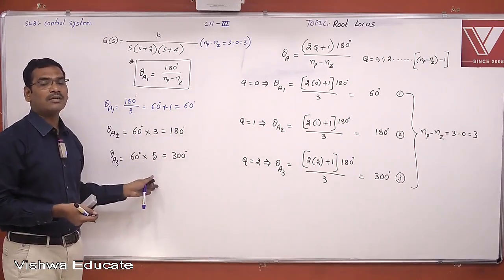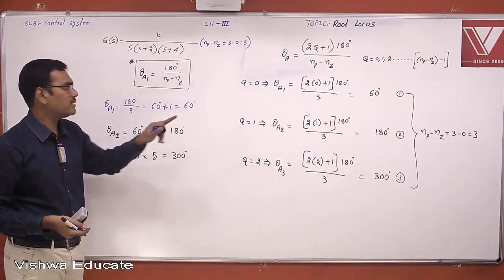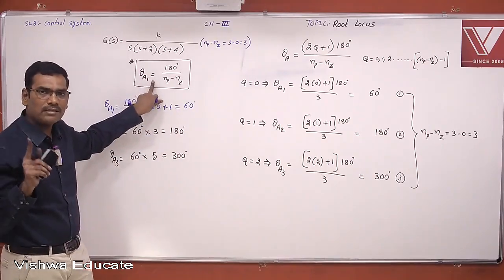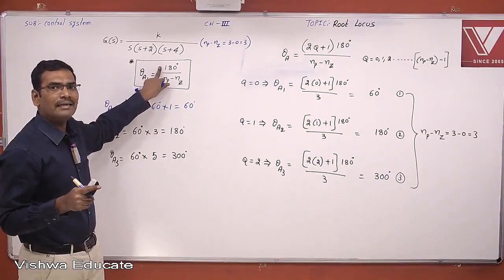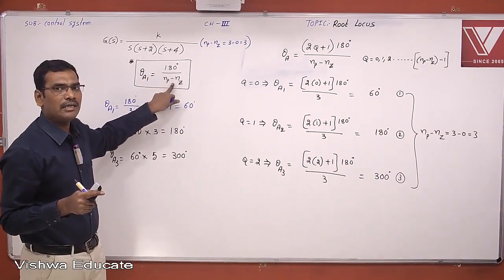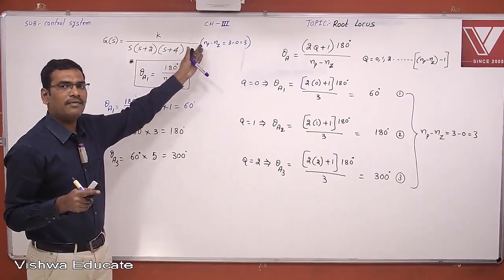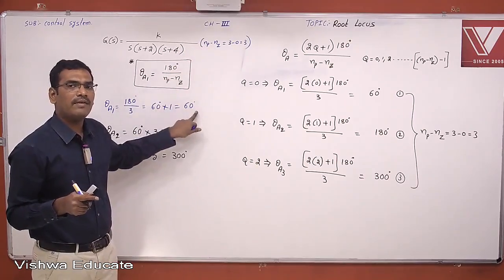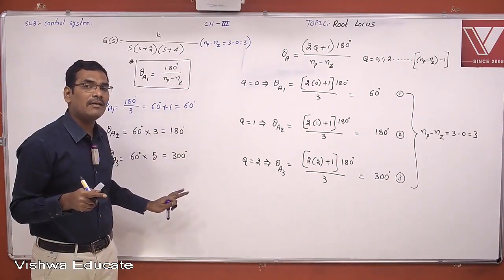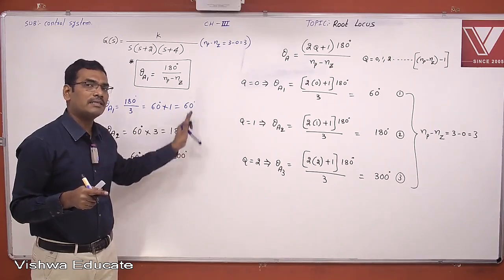Now this is the shortcut method. Don't use the formulas and all these things. Only the first angle of asymptote is 180 degrees by np minus nz. Now np minus nz is the difference between poles and zeros, and find the first one. Next, all the remaining angles of asymptotes are odd-number multiples of the first angle of asymptote.